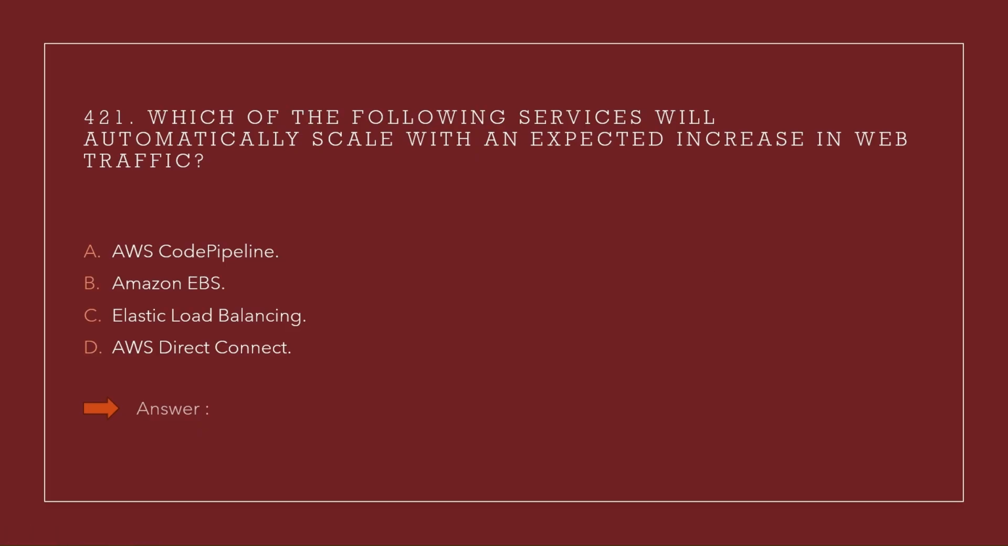Which of the following services will automatically scale with an expected increase in web traffic? AWS CodePipeline, Amazon EBS, Elastic Load Balancing, or AWS Direct Connect? Correct option is option C, Elastic Load Balancing. So, the Elastic Load Balancing service will automatically scale with an expected increase in web traffic.